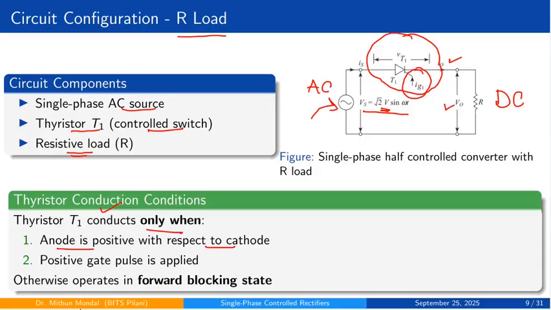And we have to apply a positive gate pulse also. Otherwise the SCR will be operating in the forward blocking state. So in order to trigger this thyristor, we require two important conditions: the anode voltage should be positive with respect to the cathode, and we have to apply the gate pulse.